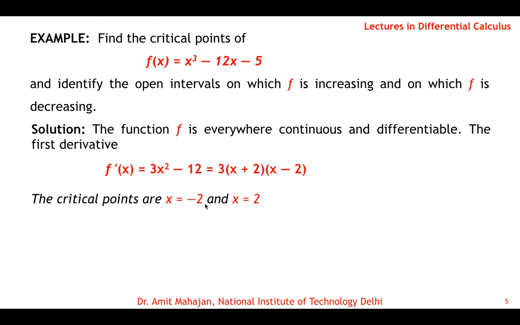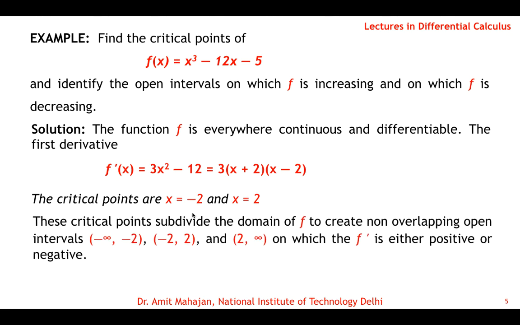So we just need to divide the domain R into intervals from minus infinity up to minus 2, then minus 2 to 2, and then 2 to infinity. So the domain is divided into three non-overlapping open intervals: minus infinity to minus 2, minus 2 to 2, and 2 to infinity, just because the critical points are these two, minus 2 and 2.